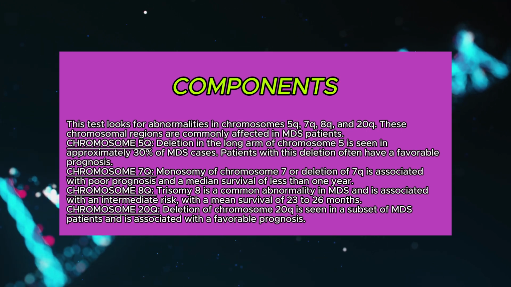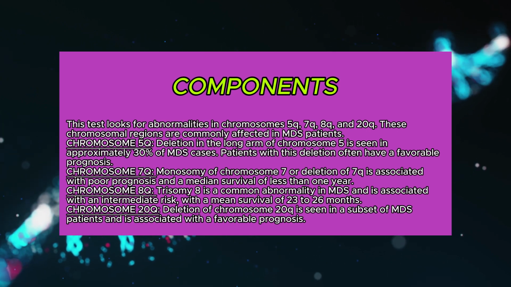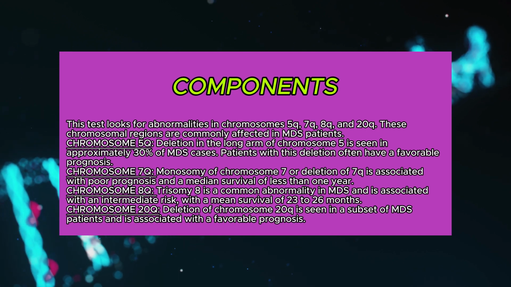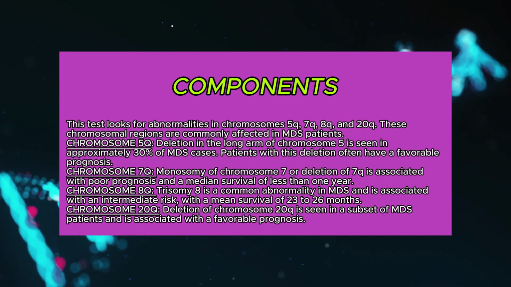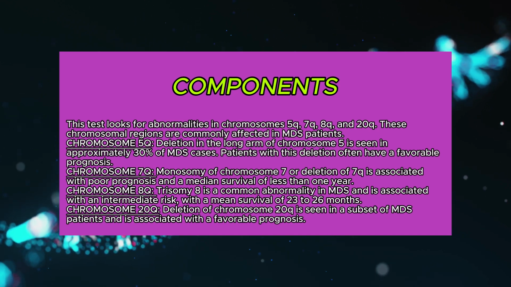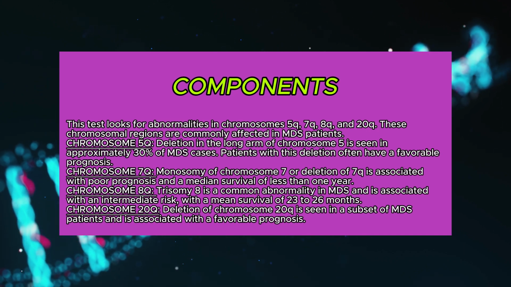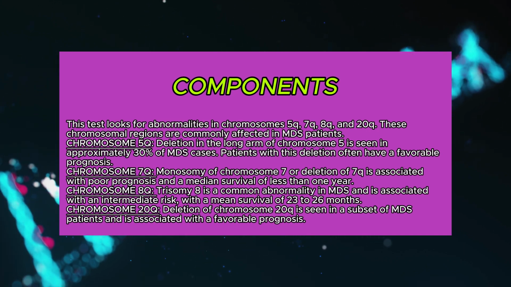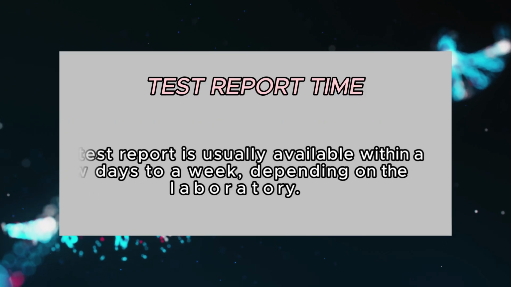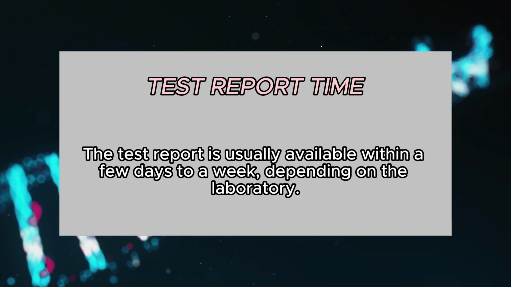Chromosome 7q, monosomy of chromosome 7 or deletion of 7q is associated with poor prognosis and a median survival of less than 1 year. Chromosome 8q, Trisomy 8 is a common abnormality in MDS and is associated with an intermediate risk, with a mean survival of 23 to 26 months. Chromosome 20q, deletion of chromosome 20q is seen in a subset of MDS patients and is associated with a favorable prognosis.